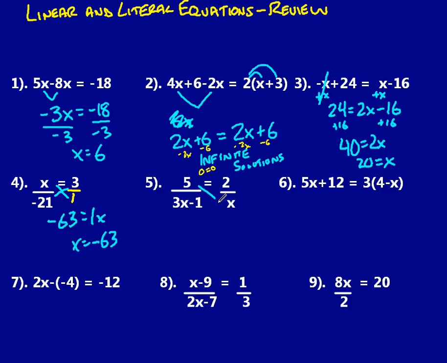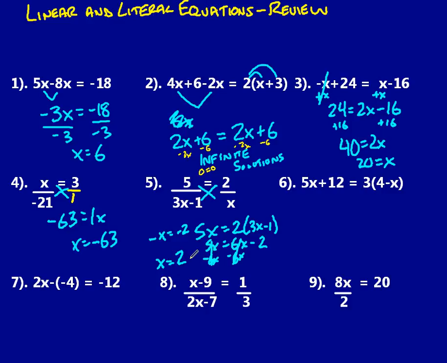Okay, in this one, I'm going to cross multiply with 5x. And I'm going to cross multiply, remember, it's 2 times this entire thing, 3x minus 1. So 5x will equal 6x minus 2. I'm going to subtract 6x from both sides. And that's going to give me here that negative x equals negative 2. Divide both sides by negative 1. So x will equal positive 2 in that problem.